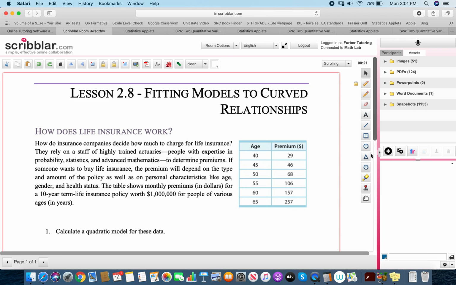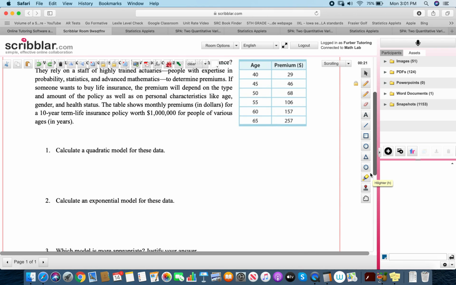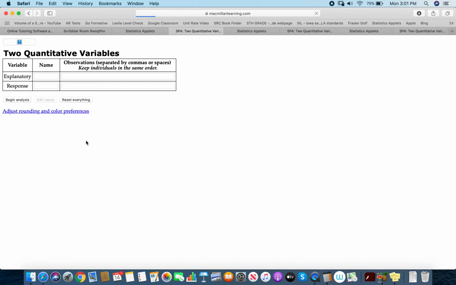This table shows monthly premiums in dollars for a 10-year term life insurance policy worth $1 million for people of various ages. And obviously, the older a person gets, the higher the premium is, because they realize you're getting closer to death. And so they are aware that they're going to have to fork over some money. So that's just kind of how it goes.